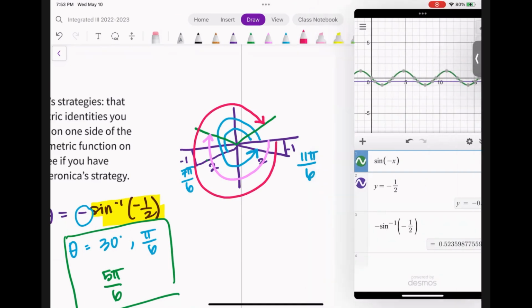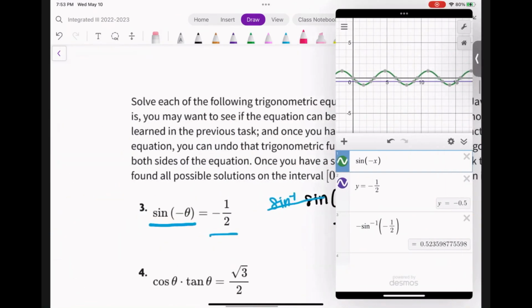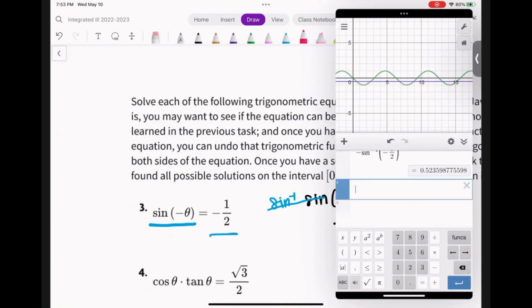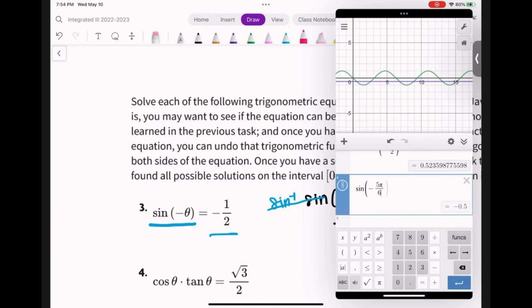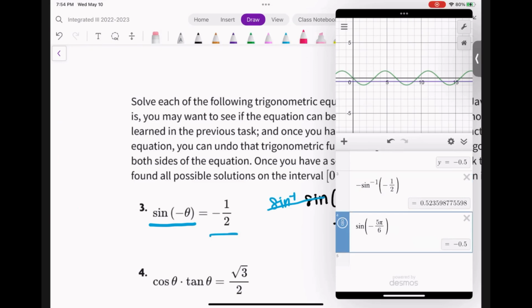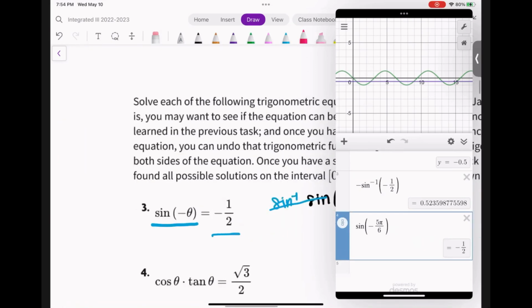You can check your answers again by plugging in here. That's always a good thing. So you go sine of negative, and our answers were 5 pi over 6. And see how you have your answer as -1/2. So we're good, right? We checked our answers several different ways.